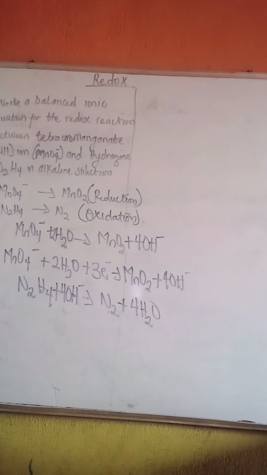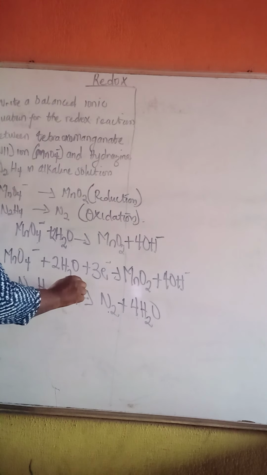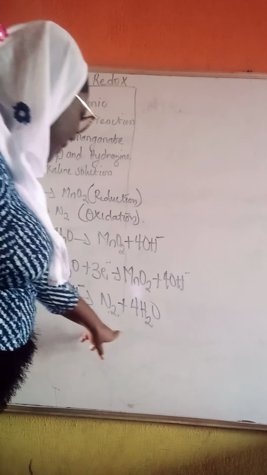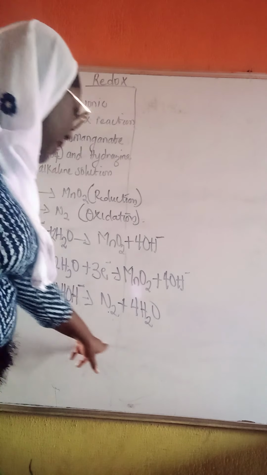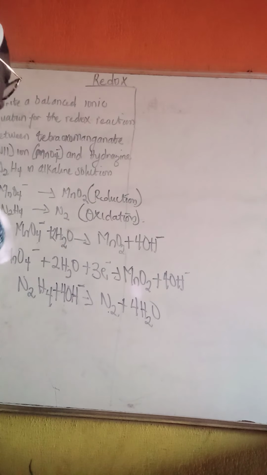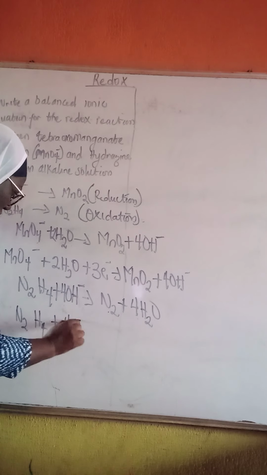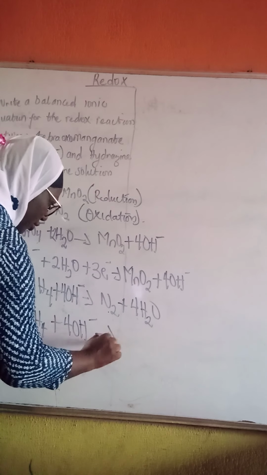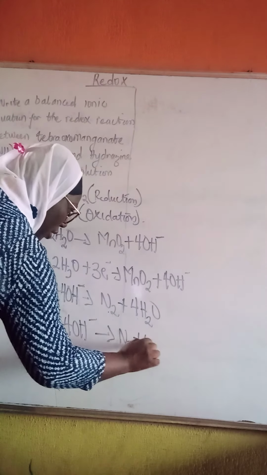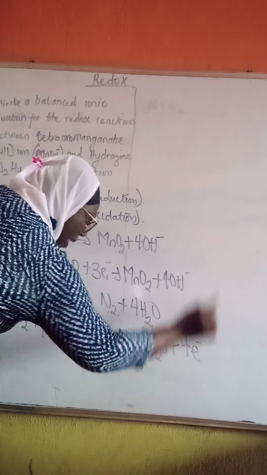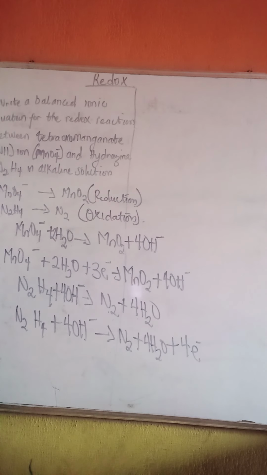Now let's balance the charge. What do we have here? We have -4 there, but this side is 0. This side, there is no charge, it is 0. So if you want to rewrite it, we are going to write it like this: N2H4 plus 4OH minus going to N2 plus 4H2O plus 4 electrons to make it balanced.